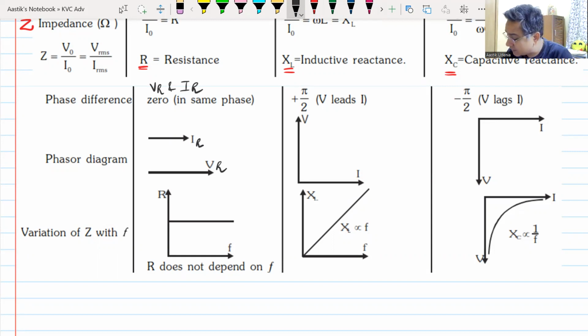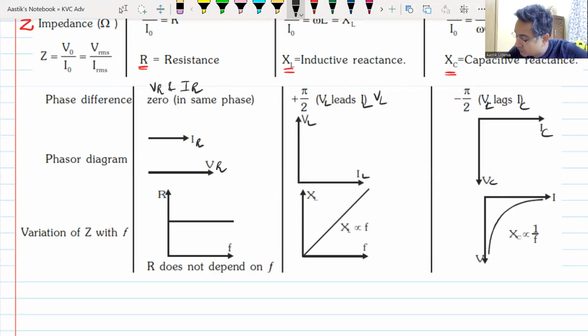In case of pure inductor, VL is ahead of IL by a phase angle of 90 degrees. Yes or no? Yes, sir. In the third case, current is ahead of voltage by a phase angle of pi by 2.